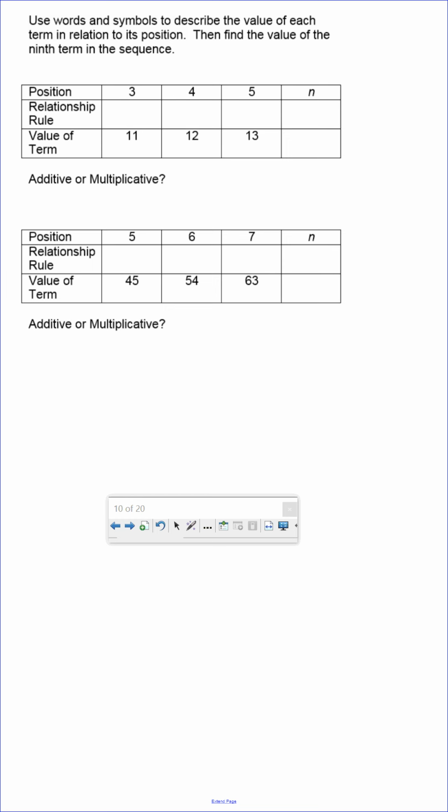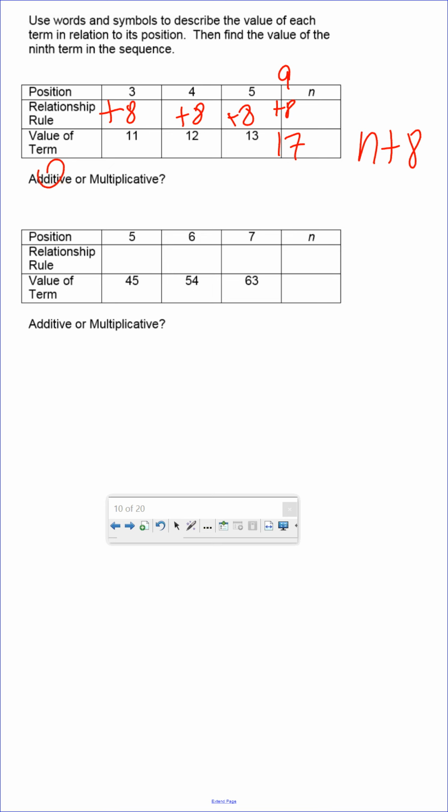I think it's additive maybe. Plus 8, plus 8, plus 8. It is additive. So we're adding 8 to these numbers. So if we needed to find the ninth term, we add 8 to it, it'd be 17.